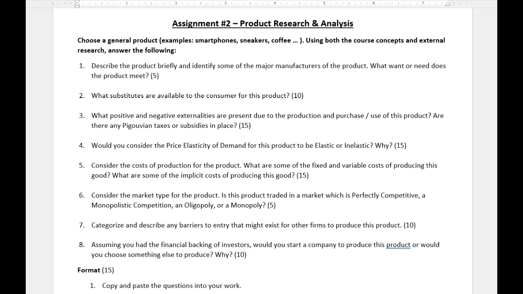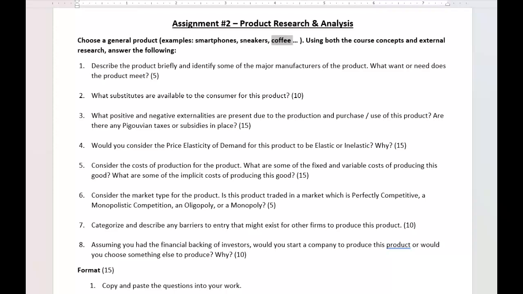So our task in assignment number two is to once again select a product, but instead of reading a news article about a specific situation, we're going to try to explore it from a bunch of different points of view from the things that we've talked about in the different chapters. So step one is to just choose a product, whether it's something like smartphones or running shoes or coffee, something that is being produced that the market wants and that we could perhaps compete with in that same market ourselves.